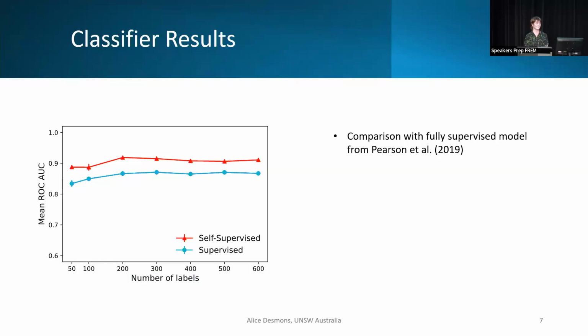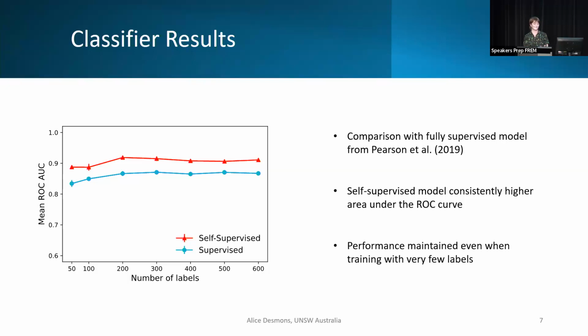So what we can see from this plot is, first of all, our model performs consistently better than the supervised model. And secondly, it maintains this performance even when we use very little training data. So when we use 600 labeled examples for training, we get an area under the curve of 0.91. But when we use only 50 examples for training, we still get an area under the curve of 0.89.